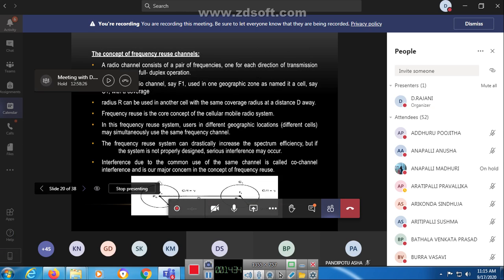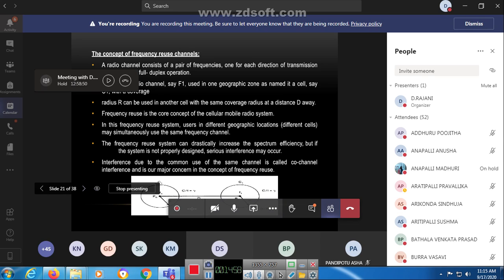So the next concept is also the frequency reuse concept. You can take this figure. Here in this figure, P0 and P1 are one cell and another cell, so they maintain a long distance. For this long distance, we can consider the same frequency.